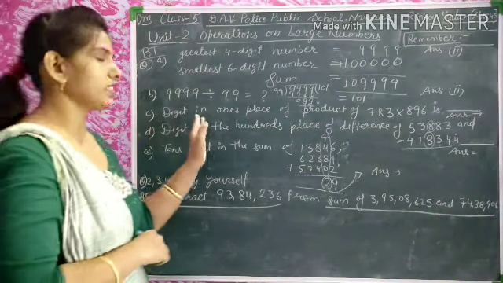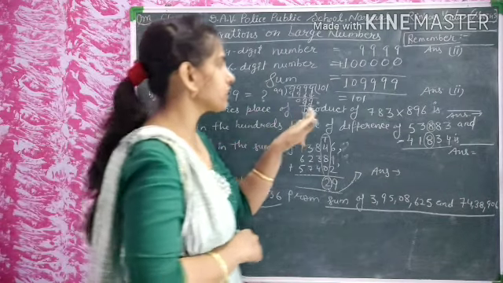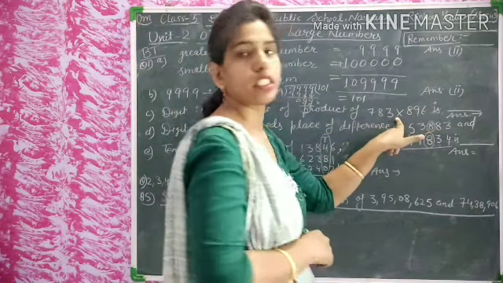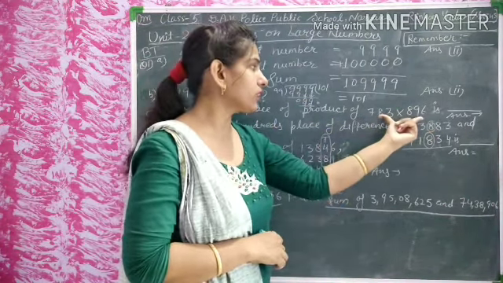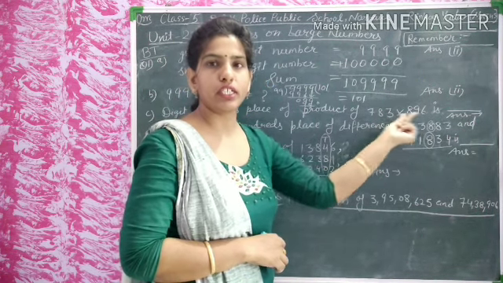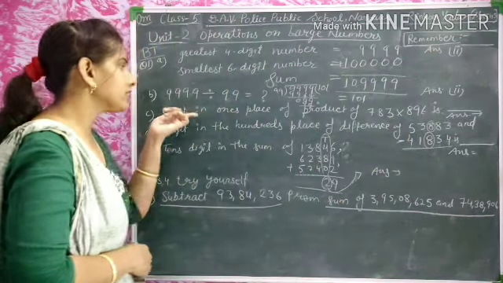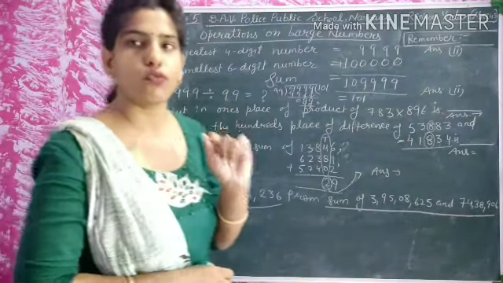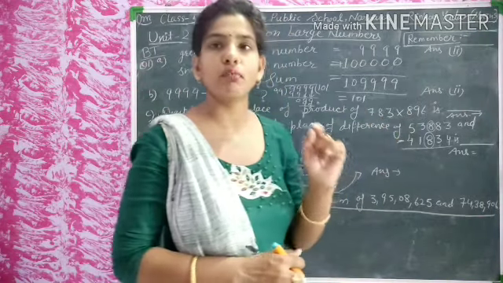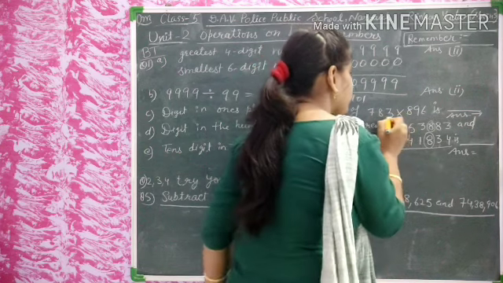Now part C is there. In part C, it asks for the digit in the ones place of the product of these numbers. When we take the product of both the numbers, product means multiply here. When we multiply both the numbers, then we have to find the digit in the ones place. The digit in the ones place is made by multiplying the digits at the ones place of both the numbers.